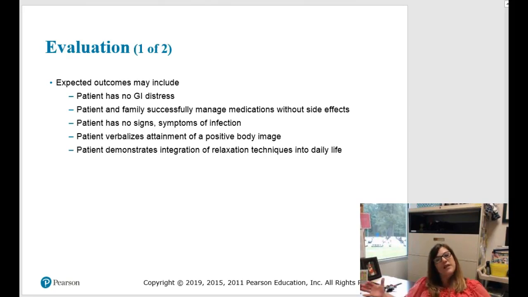So what do we want to see? Of course, same as always, we want them to not have GI distress. We want those symptoms to decrease. We want them to be able to go about their activities of daily living without too much impact on their life. Medications, they're going to have to manage those and hopefully not have too many side effects. We can hopefully avoid signs and symptoms of infection, have a positive body image. Relaxation techniques may help them as well, so maybe they can integrate those into their normal life.